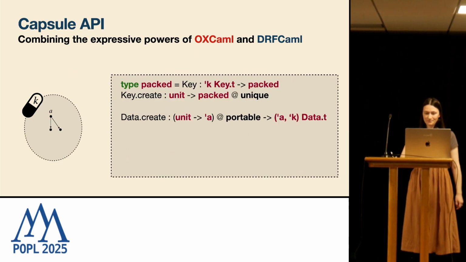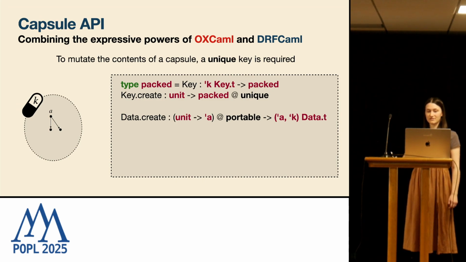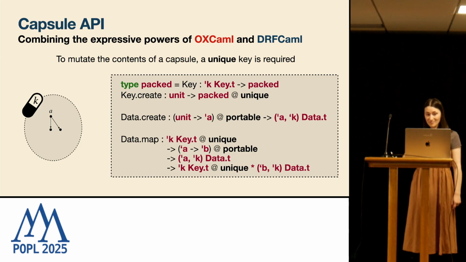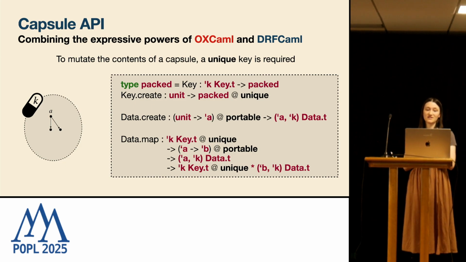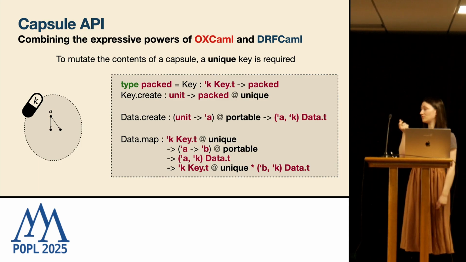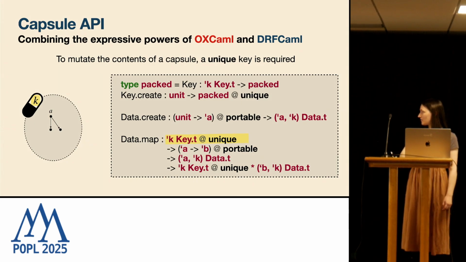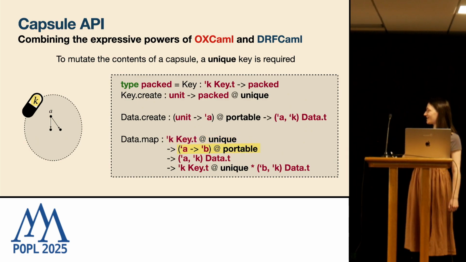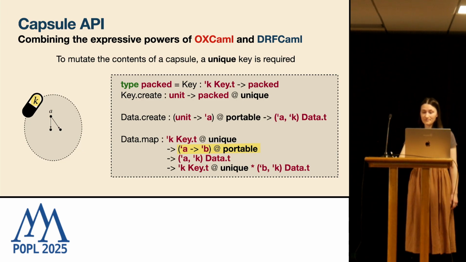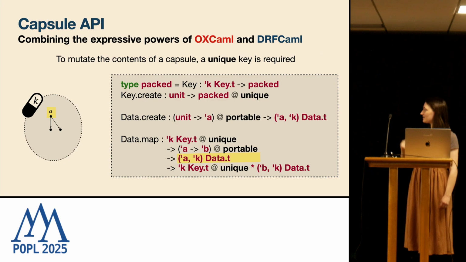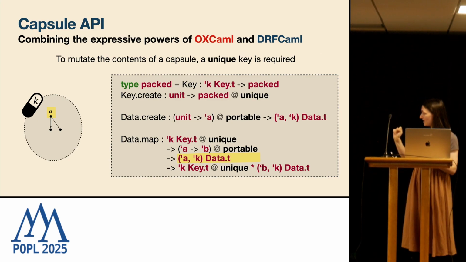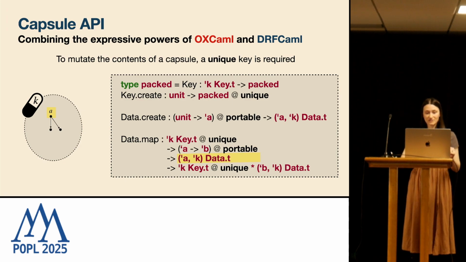So let's see how that's done. It's going to be done via a function called data.map. The idea is that to mutate the contents of a capsule, you are going to need the key uniquely. Let's go through it step by step. The key is required uniquely to be able to mutate. We then take a map function. It must be portable again. We then have a data.t from this particular capsule. Note the K is matched. It then runs the function, and returns the key uniquely and the new data.